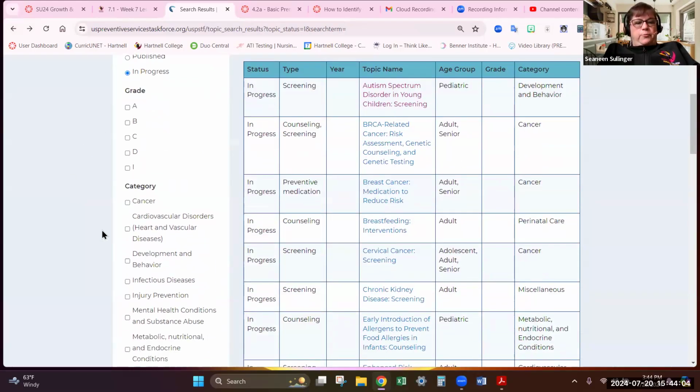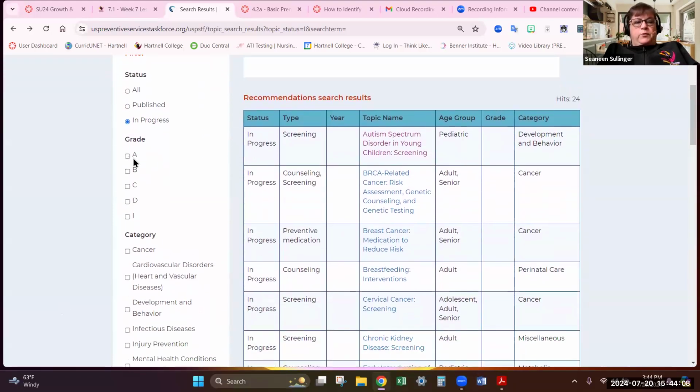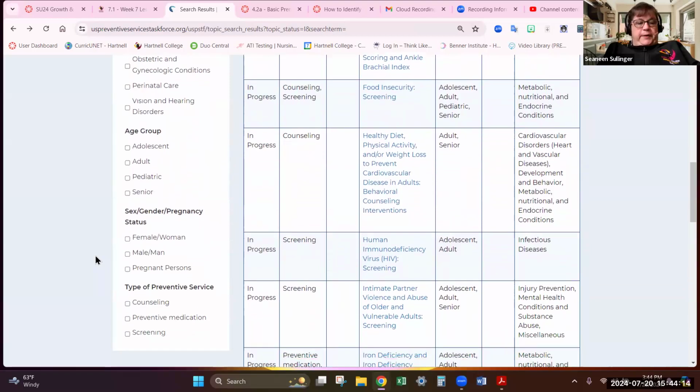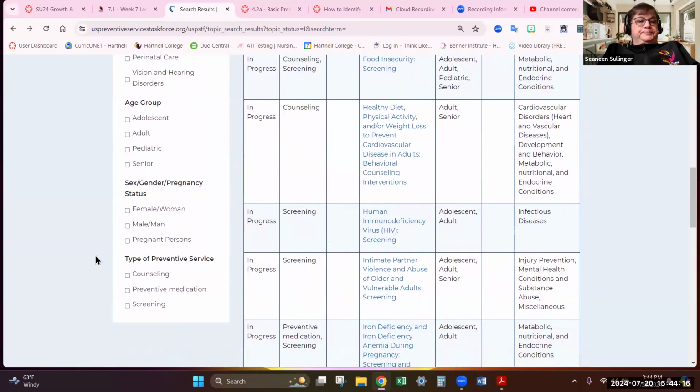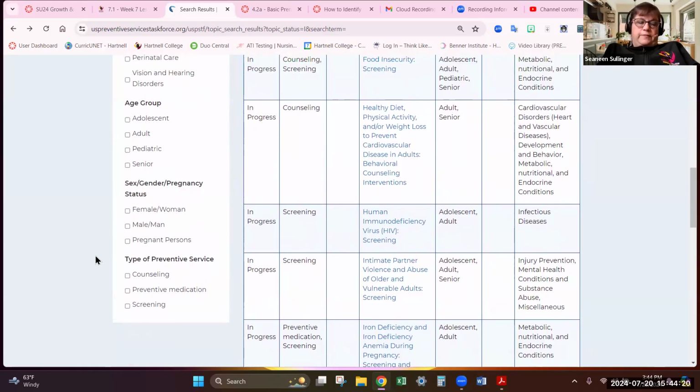You can also go by category. You can go by the grade if you want everything that's recommended, things that are not recommended or insufficient evidence. You can also go by age group, gender, pregnancy status, or the type of preventive service. So these are preventive services, things that are going to keep people hopefully from getting the disease or the problem that we're looking at.